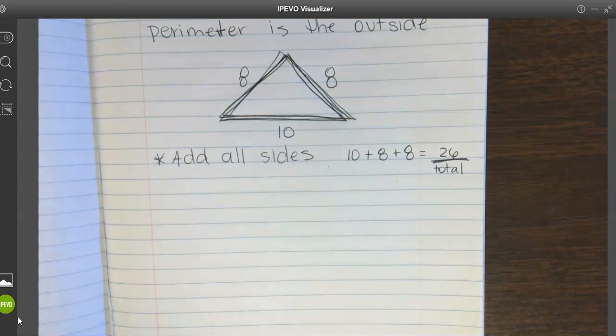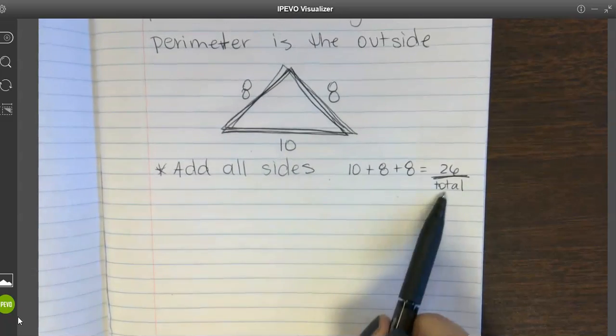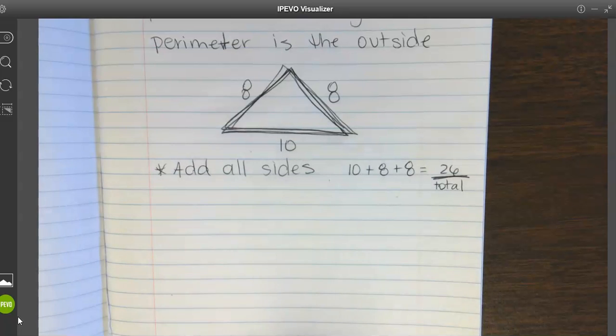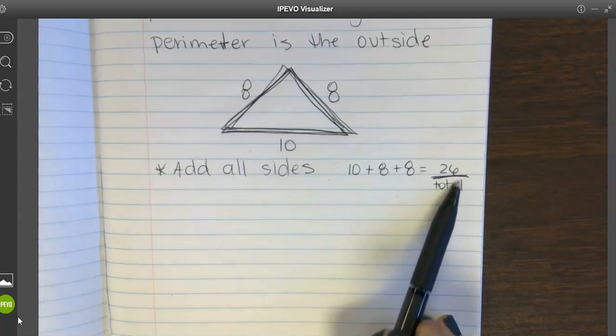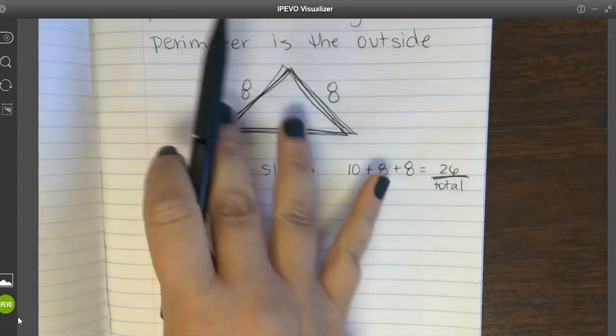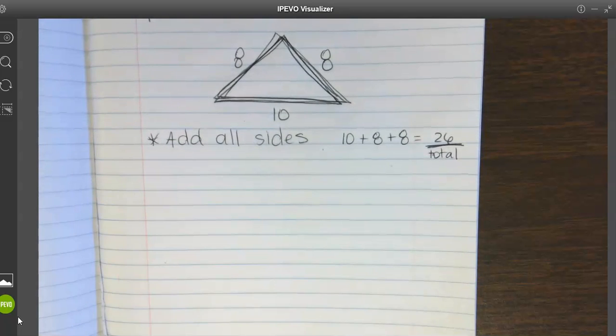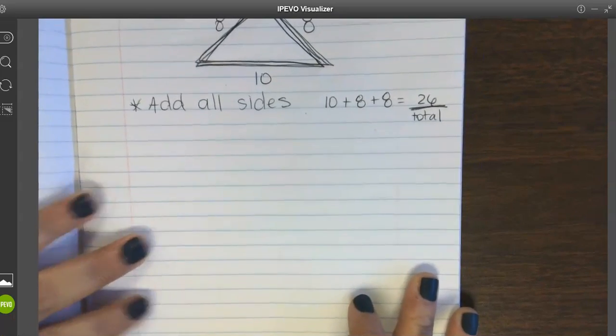When you are working with perimeter questions, they sometimes will give you the total, just like when we are working with those algebraic word problems. They give you the total, but there's something missing, okay? So when you're working with perimeter and equations, you're going to create an equation and use a variable to represent the missing value, okay?